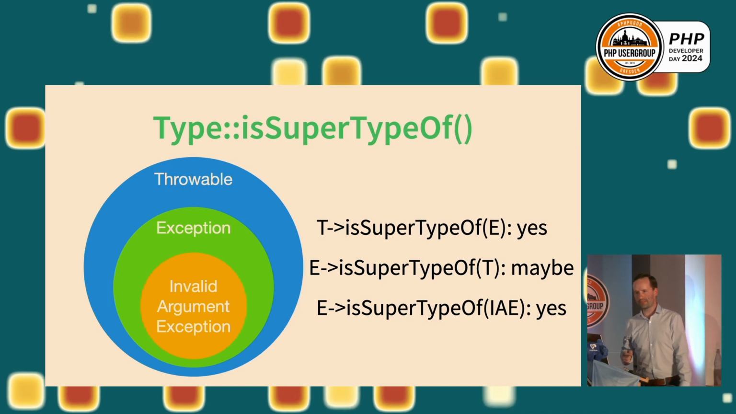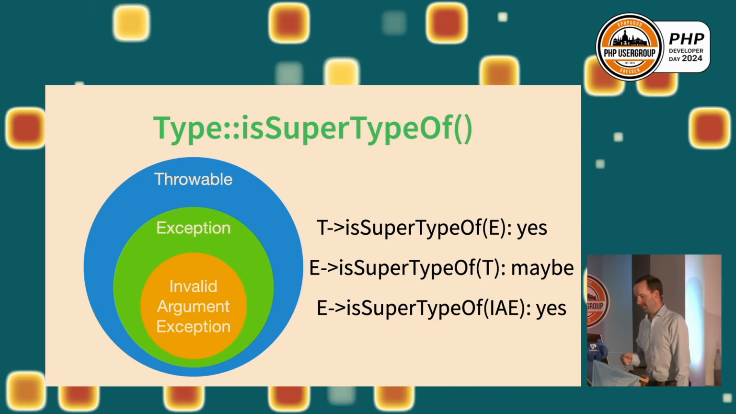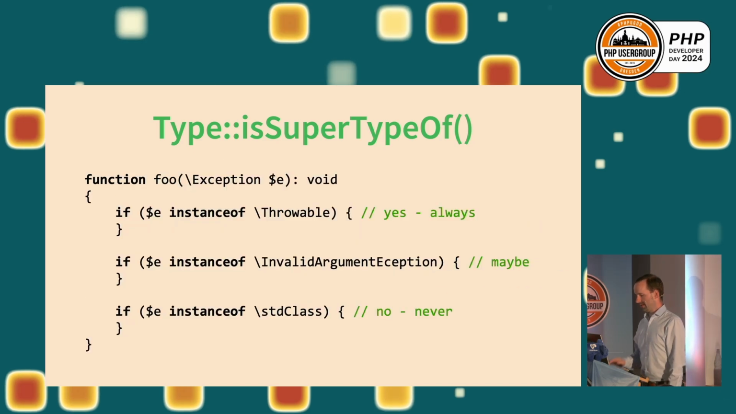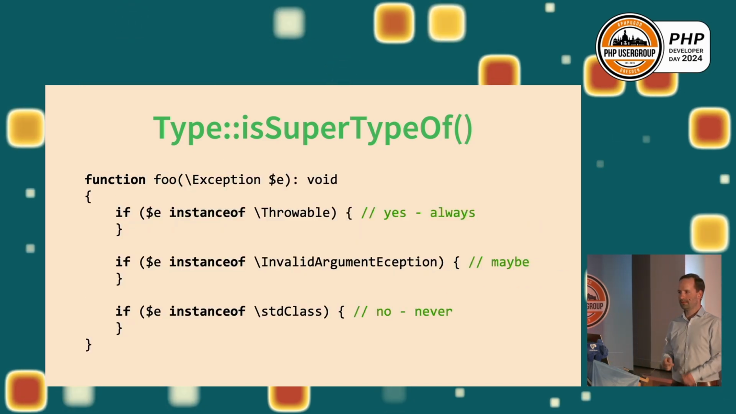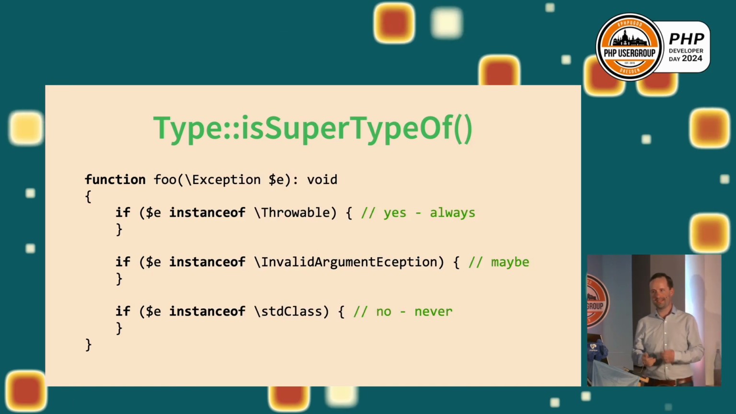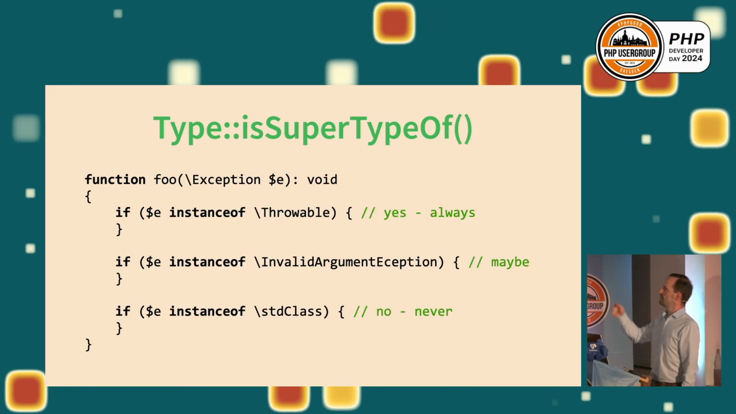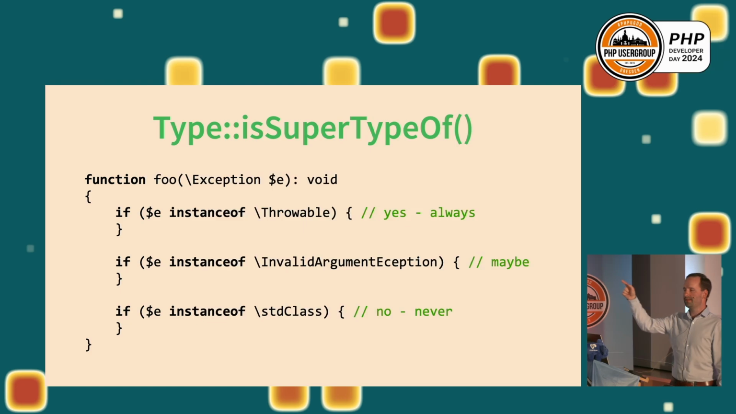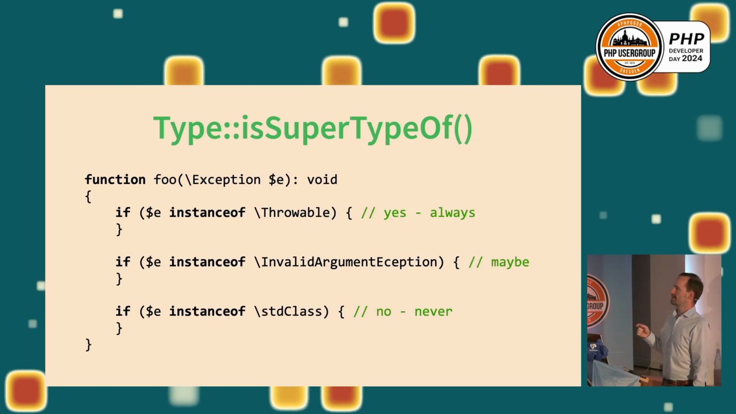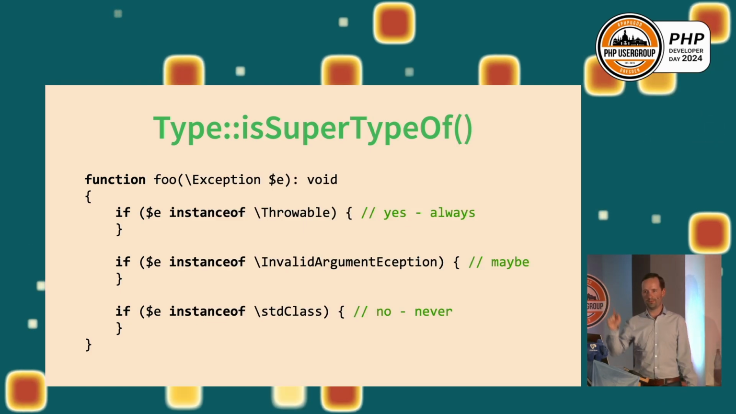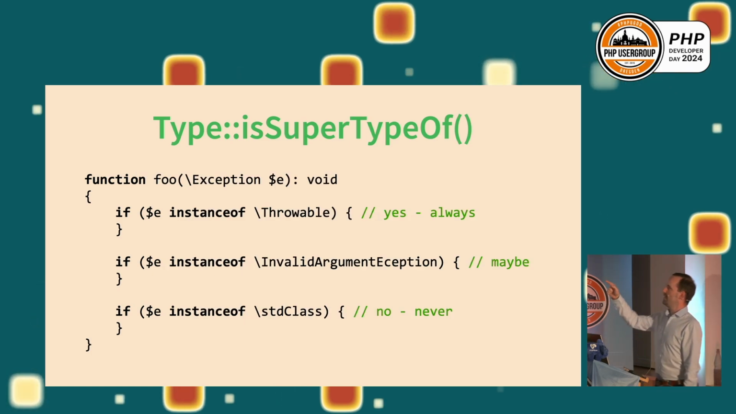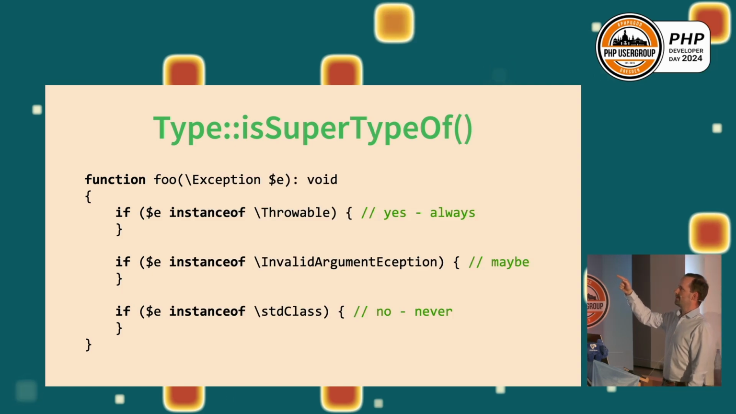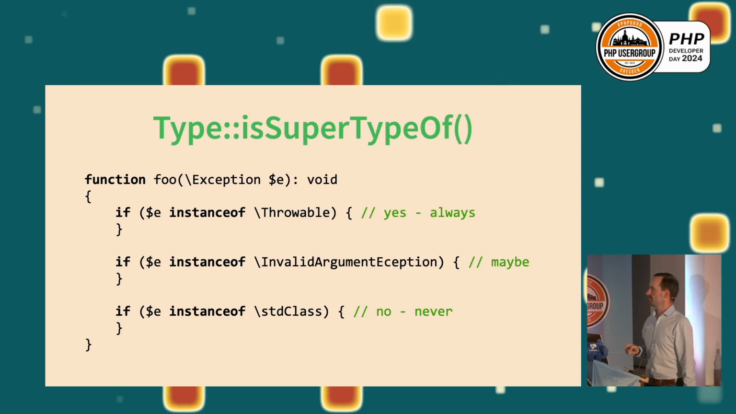And this is used in practice in PHPStan all over the place. One such example is the rule that checks if this specific instanceof expression makes sense. So let's say that we are accepting an exception in this method, and we are asking, is this exception an instance of throwable? That's a yes, that's always true, because every exception is an instance of throwable. So we ask, is throwable a supertype of exception? And that's a yes, so it's always true.